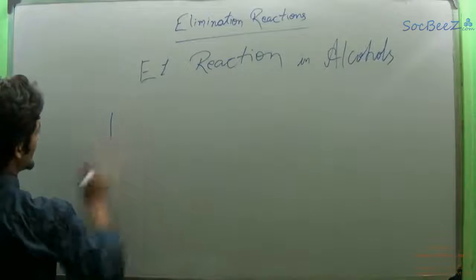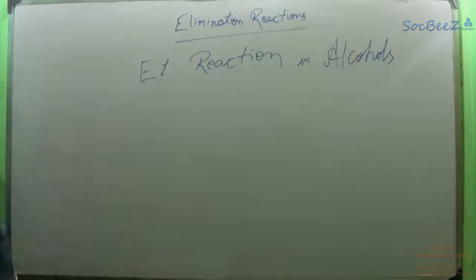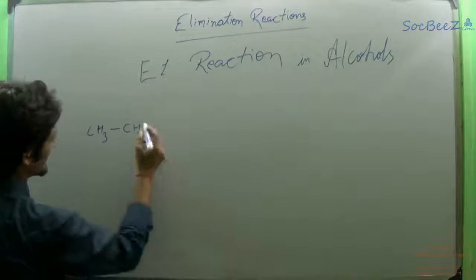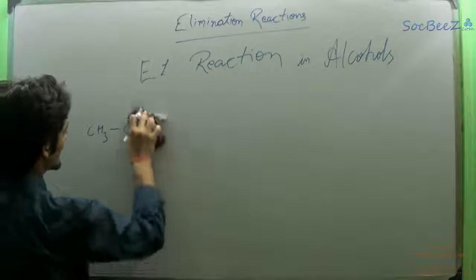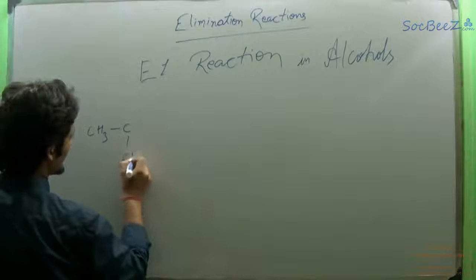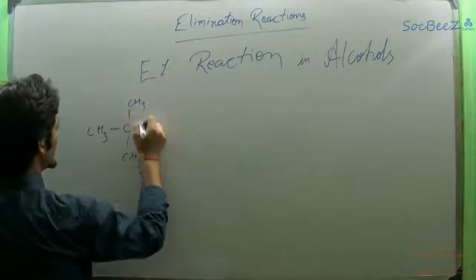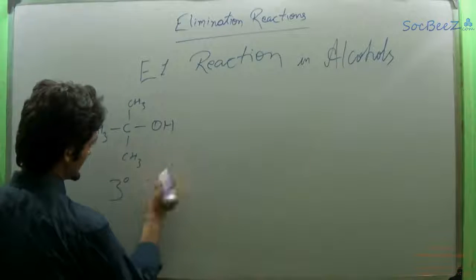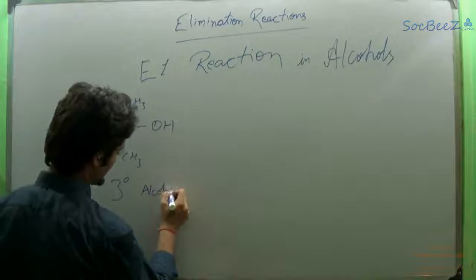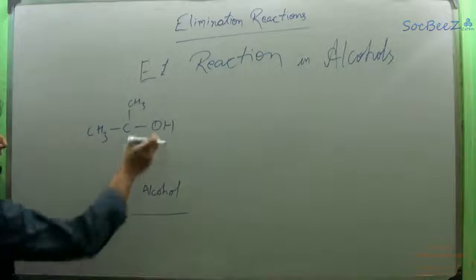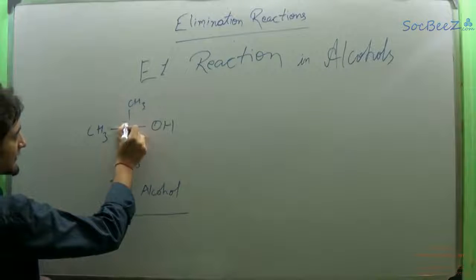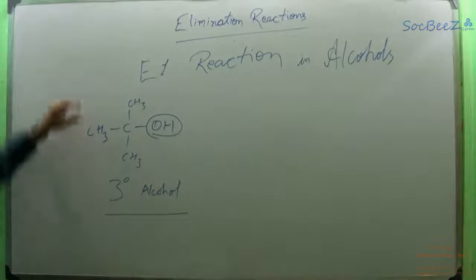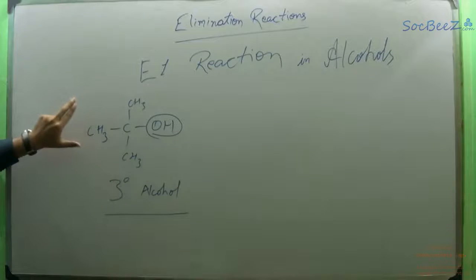Let's take an alcohol molecule, CH3 and CH3 and OH. This is our initial 3-degree alcohol. 3-degree alcohol means the carbon atom to which the OH group is attached is 3-degree. So we will be studying the elimination reaction in this case.